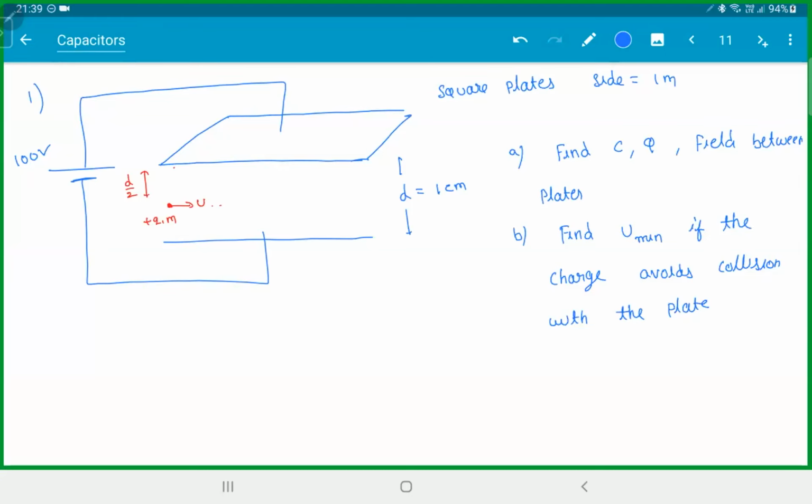8.85 into 10 power minus 14. Okay. Yeah, and the numbers will be bad. You will just put it on. Everyone should try. Everyone should try.